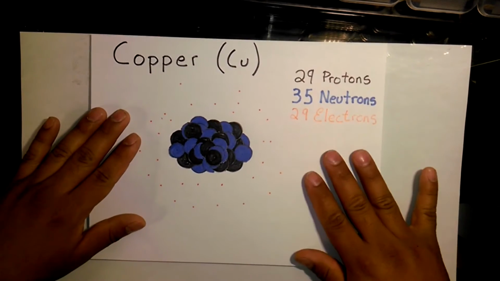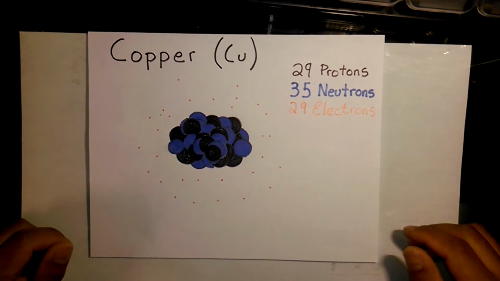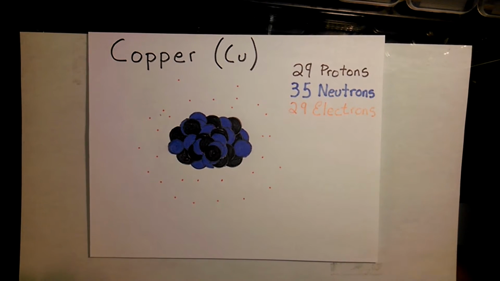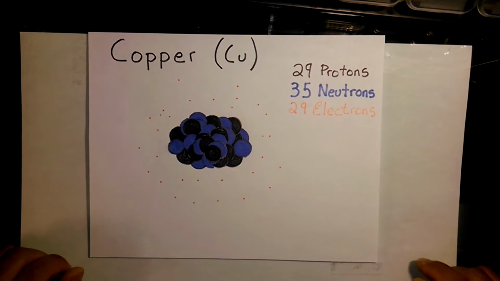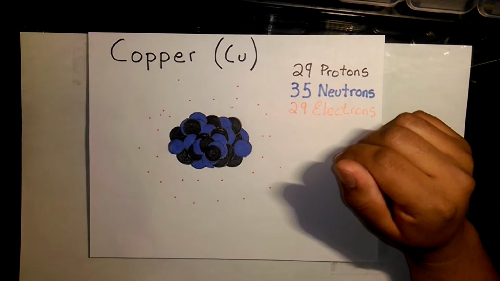Here I have a little diagram. It's just an example, or my own rendering, of what the copper atom looks like, since most of the wires we use are copper. This is what I think it looks like. I think Niels Bohr would be rolling in his grave if he saw something like this, but this is going to help for our purposes.